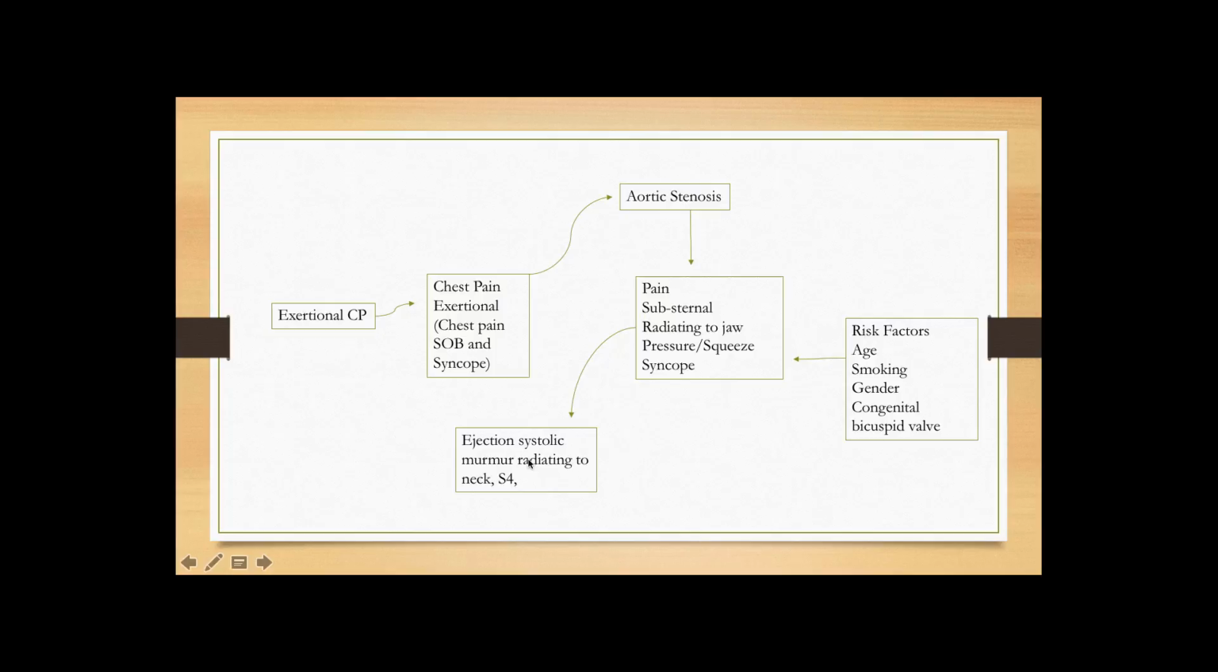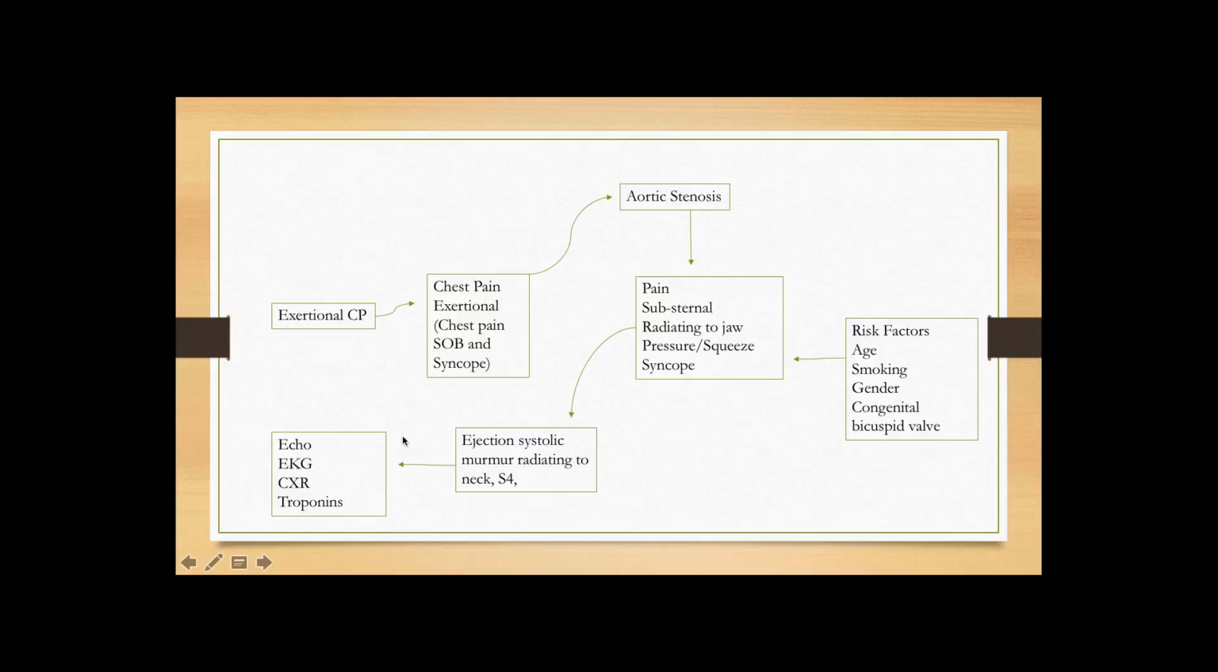These patients usually on exam have an ejection systolic murmur, and the murmur radiates to the neck, and usually they also have an S4 because they have left ventricular hypertrophy because of the stenosis. So these findings will be present on exam. Not both of them are necessarily going to be present, but if you hear any systolic murmur or ejection systolic murmur in the aortic area, then you definitely have to think about aortic stenosis.